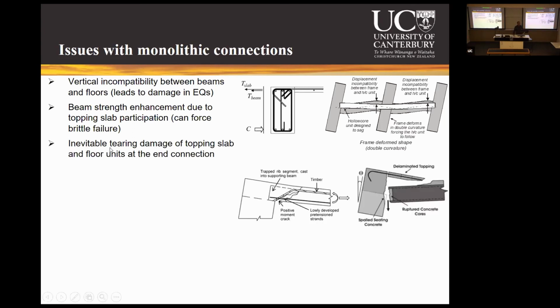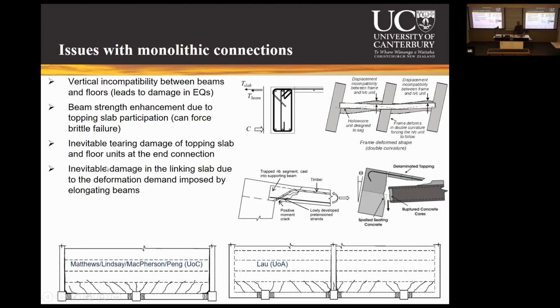And the third is the inevitable tearing damage of the topping slab and floor units at the end connection, because we are monolithically connecting through starter bars there, and when the beam is trying to elongate, that elongation displacement will have to be accommodated somehow. So there is no way of avoiding that tearing crack, a wide crack, in that connection.